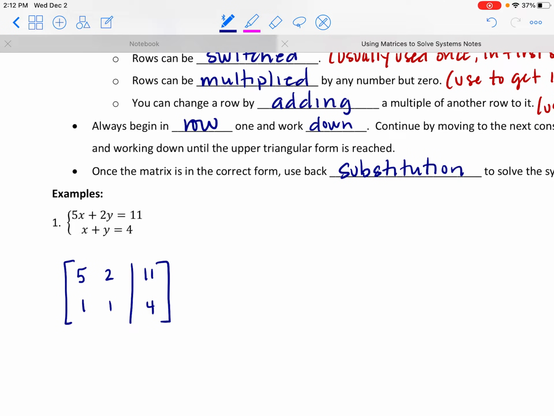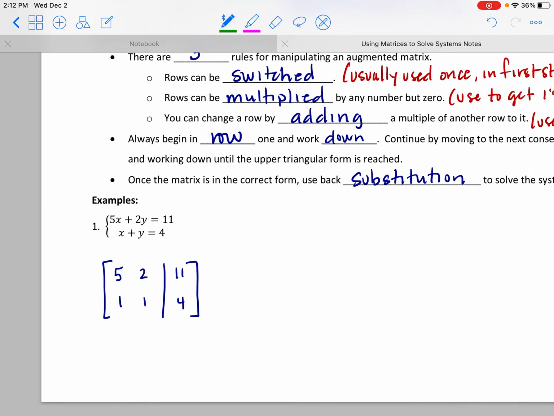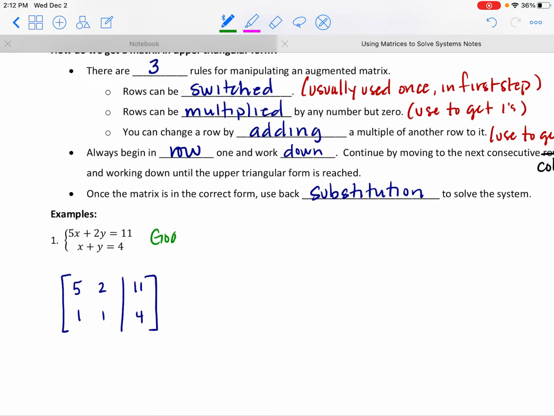Okay, now for a 2 by 2, my goal is to get a 1 here, a 0 here, and a 1 here. The number that's here won't matter. If I can get this 1, this 0, and this 1, and I'd have some number here, then I can solve for y, plug back in, and use back substitution to solve for x. So the goal with a 2 by 2 is to get the 1, the 0, and the 1.